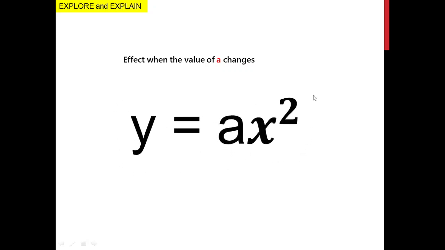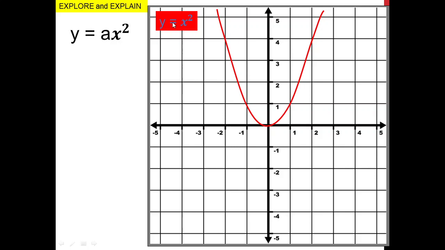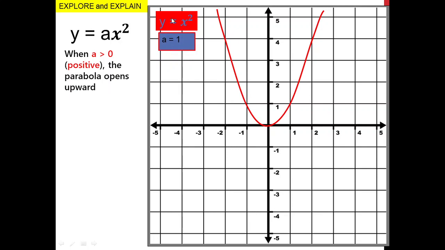So let's use the equation here, y is equal to ax squared. For this one, the graph would still be the same as our parent graph. Because from our parent equation, when a is greater than 0 or positive, the parabola opens upward. Here, from our parent equation, a is equal to 1, right? So this one here is our parent graph.